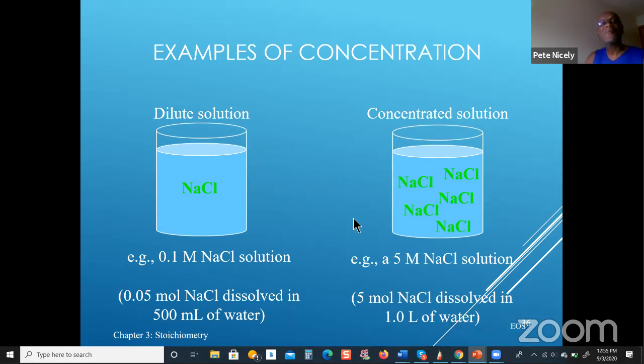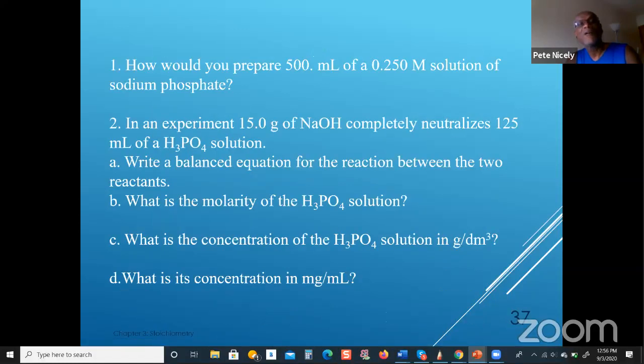So basically, the terms dilute and concentrated are relative terms, because if you compare these two, the 0.1 M solution is more dilute than the 5 molar solution, or you can say the 5 molar solution is more concentrated than the 0.1 M solution. What this also means is that the particles in the concentrated solution would be on average closer to each other, while in the more dilute solution they would be on average further away from each other. Okay, so that leads us now to some questions here.